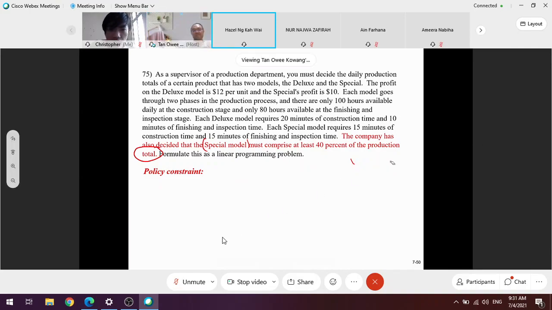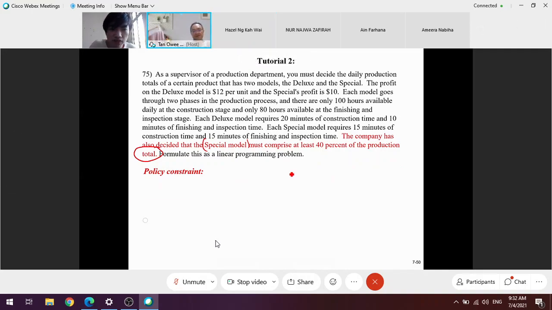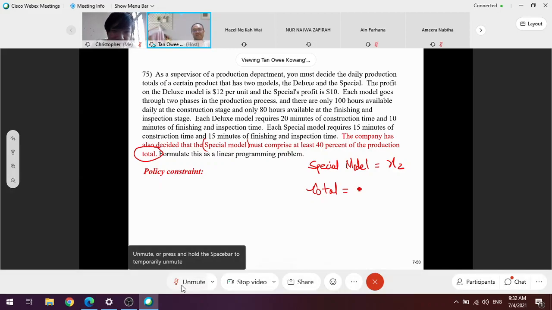Oh, maybe I cannot write there. Why did I erase? I thought to write here, but I remember there's something that appears here. Special model equal to x2. How about total? I want to reflect total by using the decision variable. Total means? X1 plus X2. Yes, x1 plus x2.